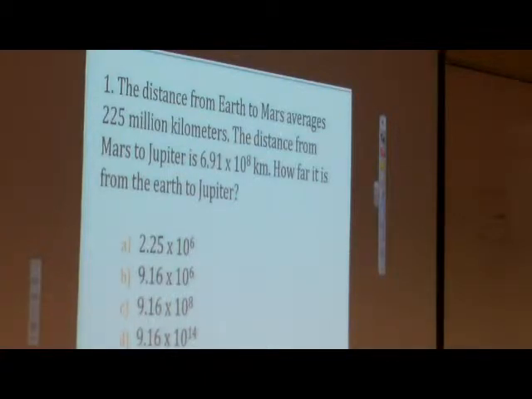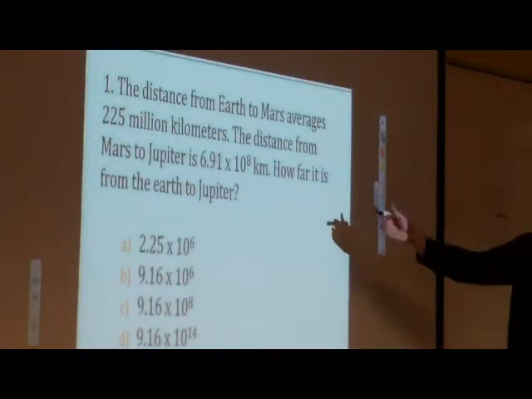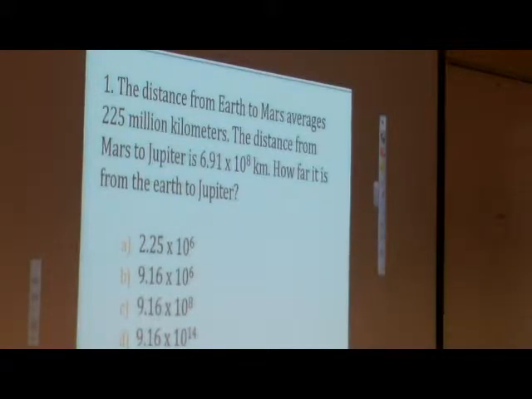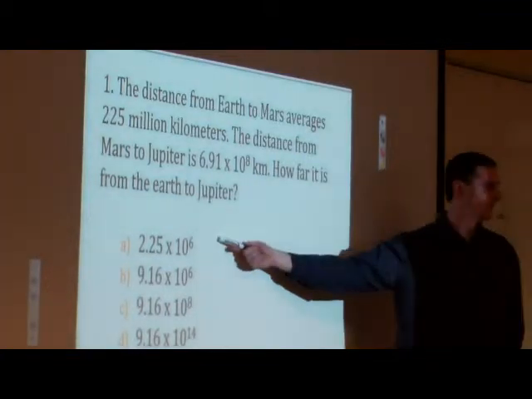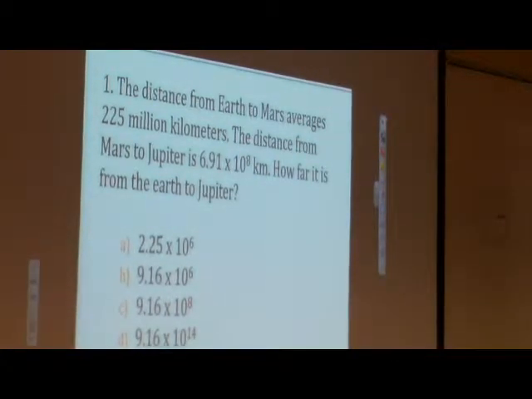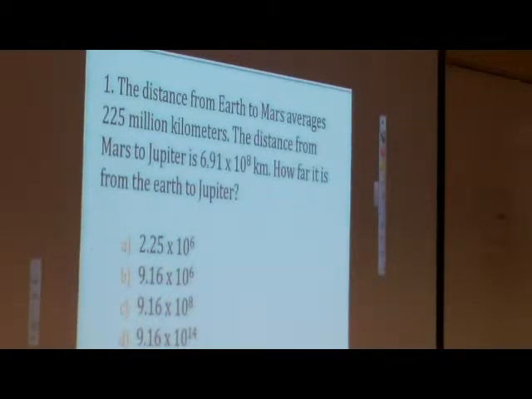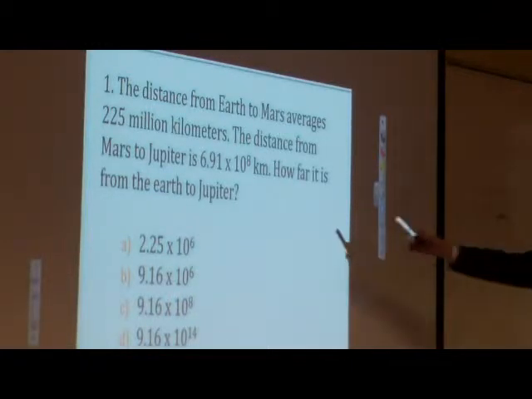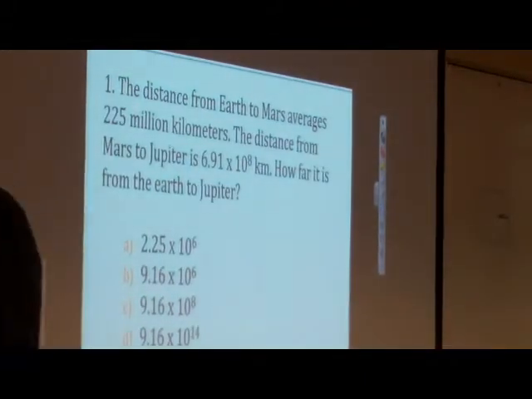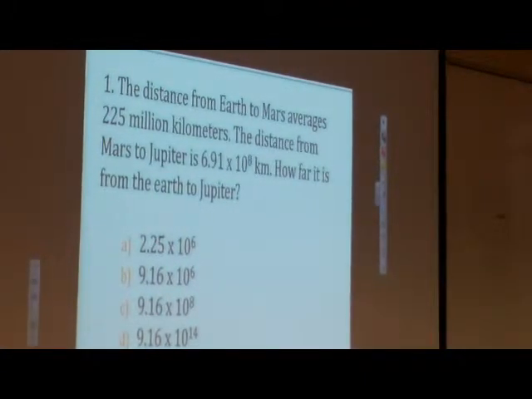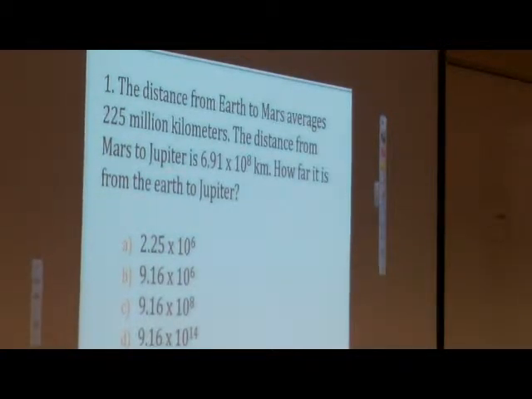The distance from Earth to Mars averages 225 million kilometers. We could get an interesting scientific discussion about this, but we won't. The distance from Mars to Jupiter is 6.91 times 10 to the 8th kilometers. How far is it from Earth to Jupiter? And again, it's set up in this format where you have these multiple choices. Just based on looking at this, I would guess you could probably figure out the answer without even doing any computation. Maybe you can just look at that and say, I think the answer would be this, without doing a calculation. This is in scientific notation, but that thing's not right there. Without doing a computation, could you figure out which one it is? A, B, C, or D? Are there some that aren't reasonable?